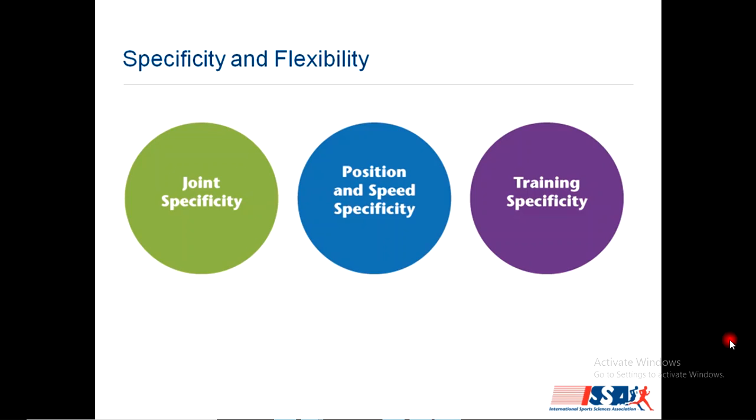Training specificity refers to resistance training. When resistance training works a joint through its full range of motion, as well as equally working antagonist muscle pairs, it contributes to increased joint flexibility.